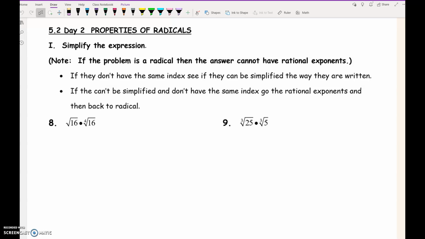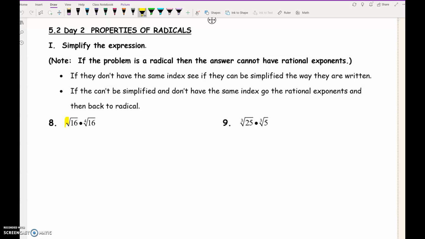Sometimes we are going to be combining the radicals. Sometimes we are going to be splitting them up. Sometimes we are going to be changing into rational exponent form so that we can combine them and then putting them back into radical form. If you have the same index, you can combine radicals. If you don't have the same index, you cannot.